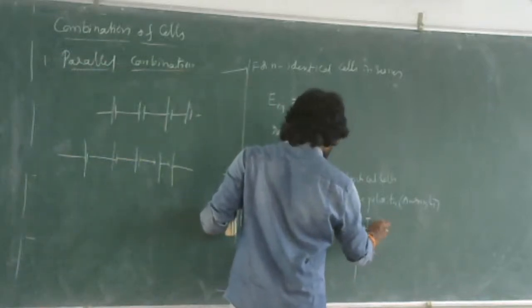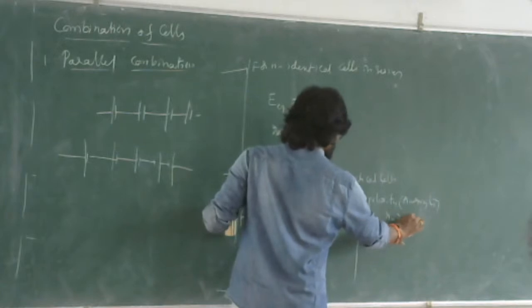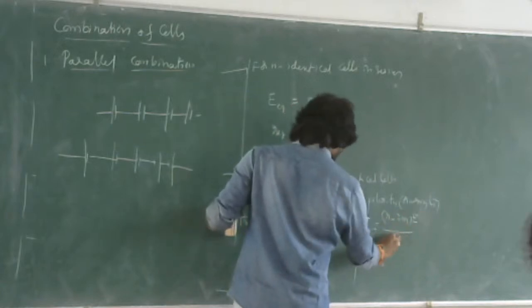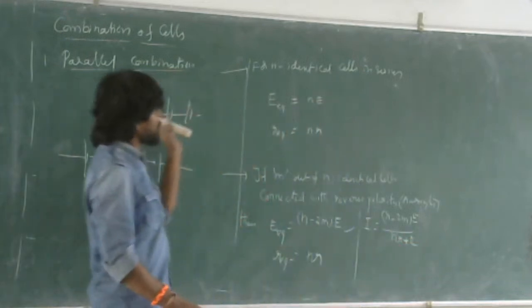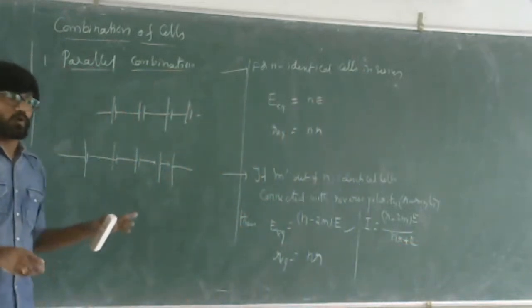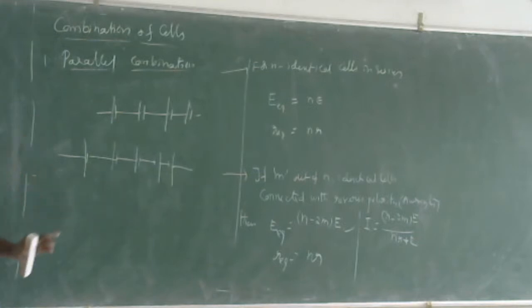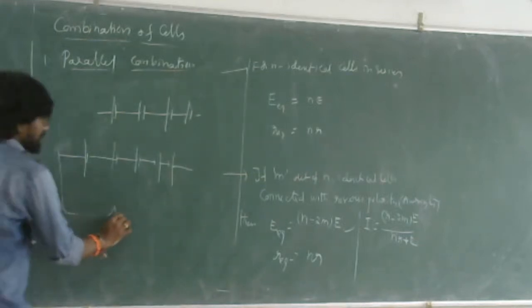I is equal to (N minus 2M) into E by (NR plus capital R). If an external resistor is there in the circuit, and only cells are given, then you can take NR only. That's it. Yes, if they are connected to an external resistor.